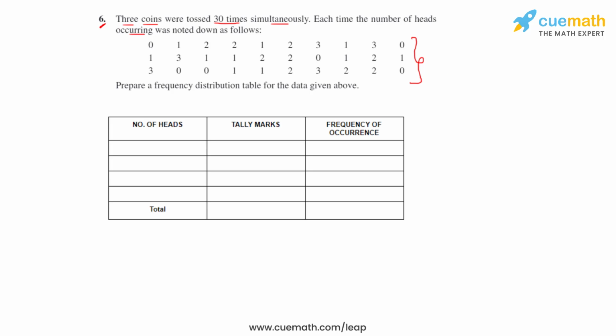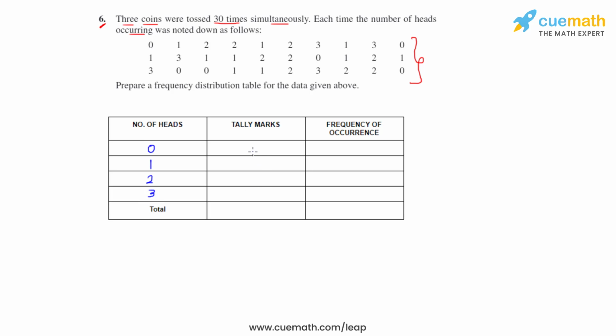So we make a table wherein we have number of heads, tally marks, and the frequency of occurrence. We can have different possibilities as seen from the data which is given to us: head may not occur at all, that is 0 times. Head may occur once, that is 1 time. It may occur 2 times, or it may occur in all the 3 coins, so it can be 3. Now let's see what is the frequency associated with the different cases that we have.